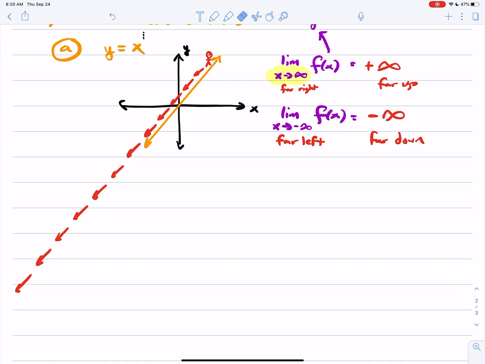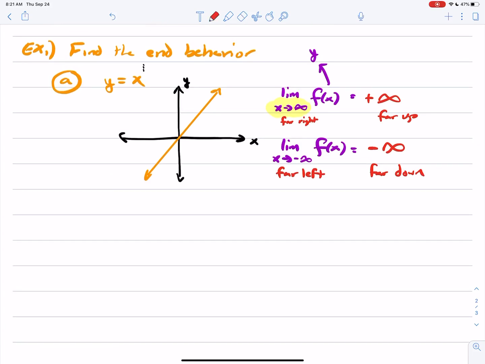Now, technically, you don't need to write the whole far right, far left, far up, far down, but if it helps you, please do so. Oftentimes, students mix up the y values for the x values, so just keep that in mind. And that's it. Very simple. Let's do a couple more. Here's part B.